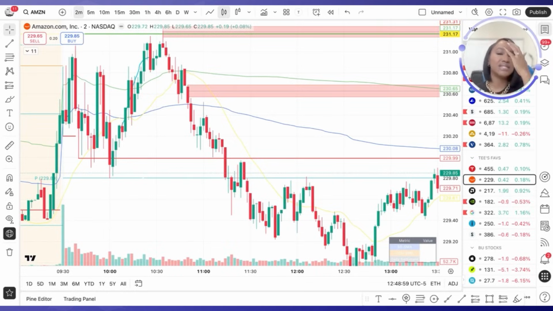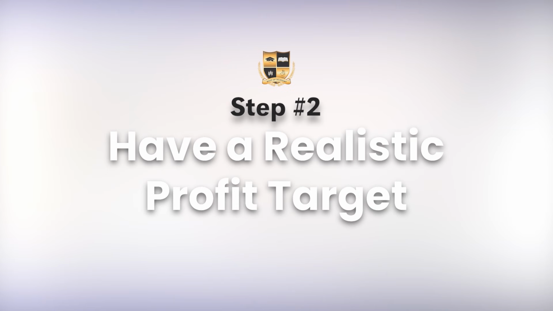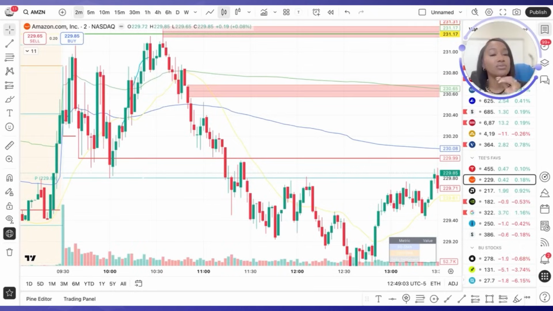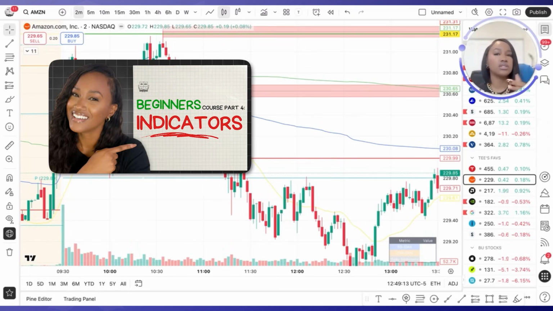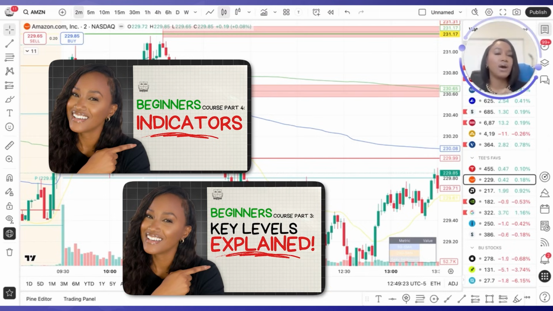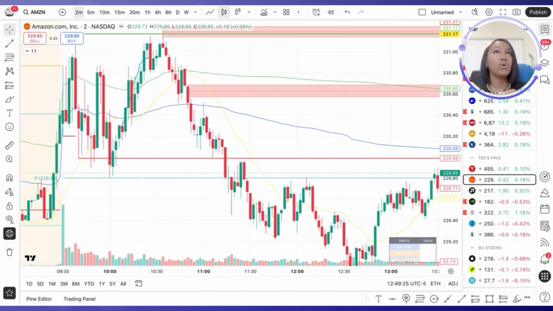Okay. And the second thing, number two, is you need to have a realistic profit target, right? You need to have a realistic profit target. If you watched session 4 and session 3, session 4 talked about the indicators that you can use as levels of support or resistance. On video 3, we talked about critical levels, how to find those. So if you have not yet, you need to go rewatch those.